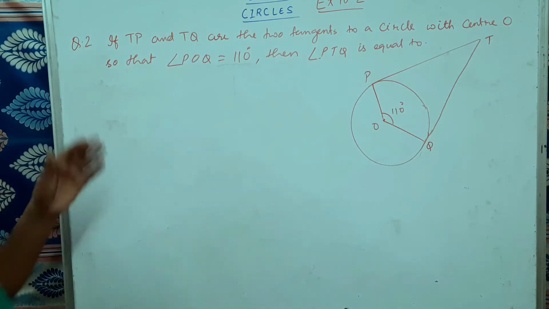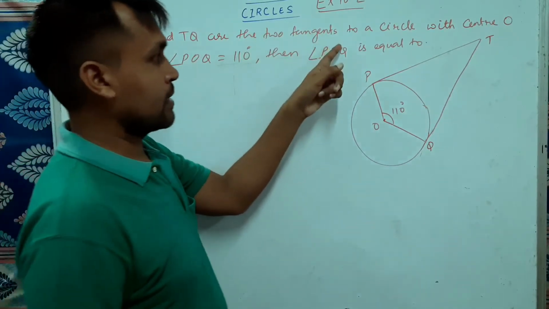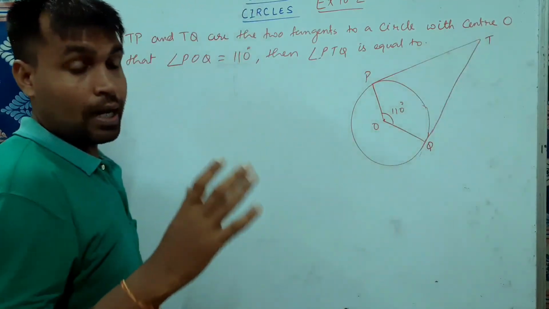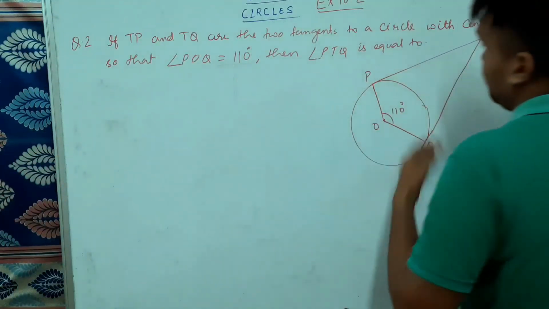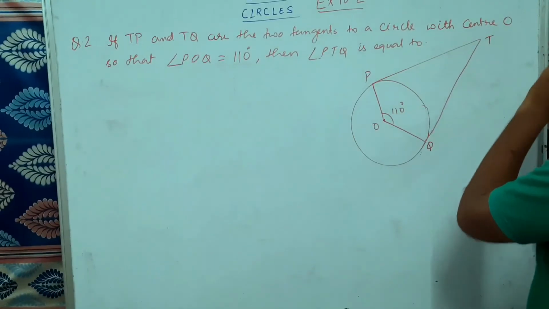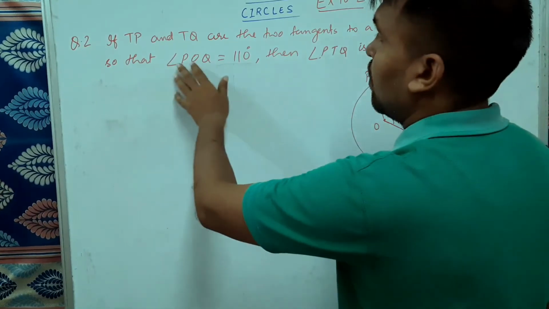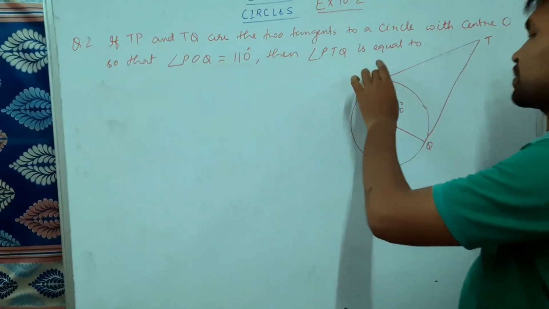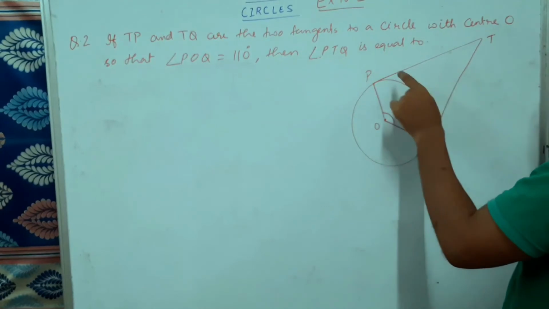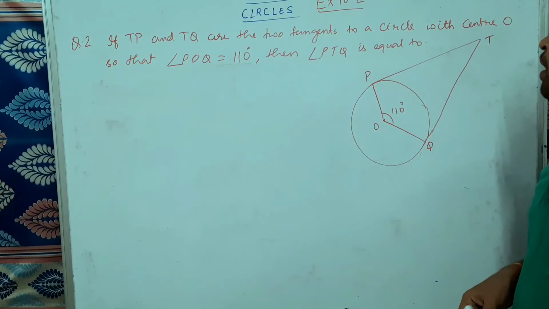Okay, students. So the next question is, if TP and TQ are the two tangents to a circle with center O, and angle POQ is equal to 110 degrees, then angle PTQ equals what? They are asking us to find that.